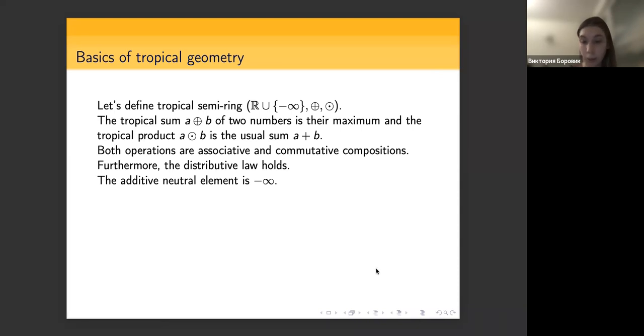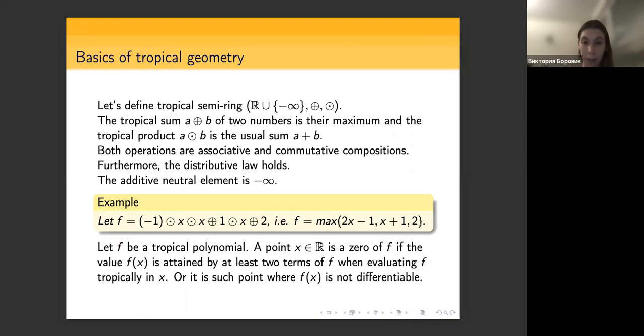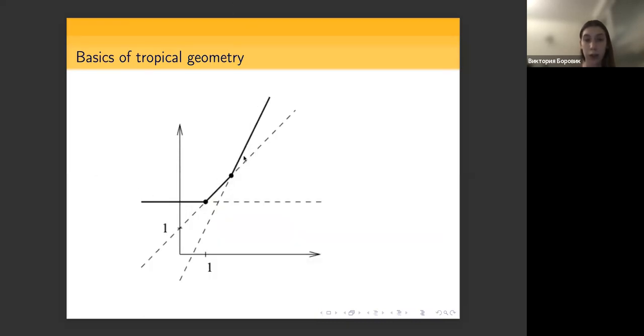So we can consider polynomials in this semi-ring. For example, we can consider such polynomial. It is the polynomial minus x squared plus x plus 2. In our usual sense, it is just a maximum of such three linear functions. And we can even draw the graph of this function. It looks like a piecewise linear function.